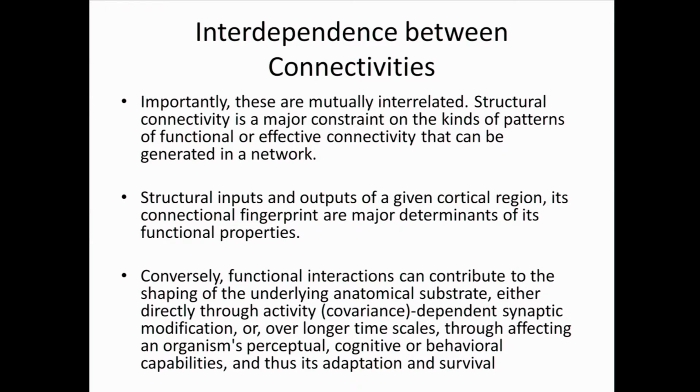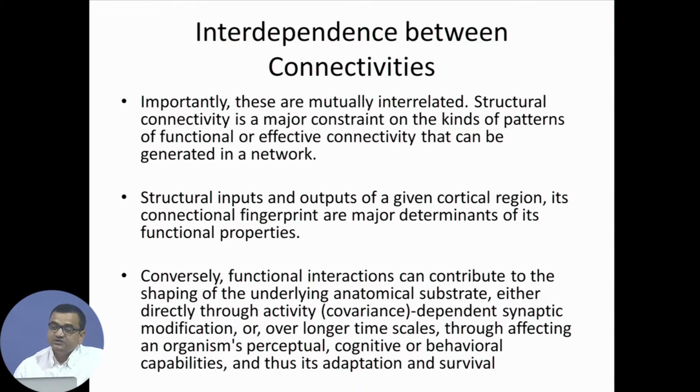Also, the structural inputs and outputs of a given cortical region should act as a kind of connectional fingerprint, and that should be a principal factor determining its functional connectivity patterns. So that tells you how the structure shapes functional and effective connectivity. The reverse is also true, because functional connectivity can contribute towards the final shaping of the underlying anatomical substrate, either directly or through activity dependent synaptic modifications. Naturally this process is slow, because structural change is a slower process than functional connectivity. Functional connectivity happens at a much faster scale, but it can also influence changes at the structural level, which happen over slower time scales.